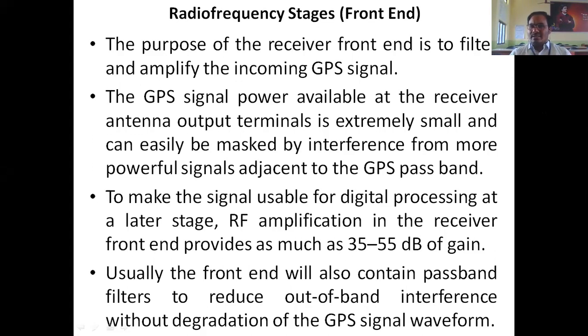Of course, the front end will contain passband filters to reduce the out of band interference without degradation of the GPS signal waveform. The GPS signal is centered around one frequency, so we will use a bandpass filter, because when the modulated signal is traveling, it may pick up some noise signals also. So the usage of the passband filter will reject the unwanted signals, and only the desired signal will be passed through the filter. Afterwards, it is amplified.